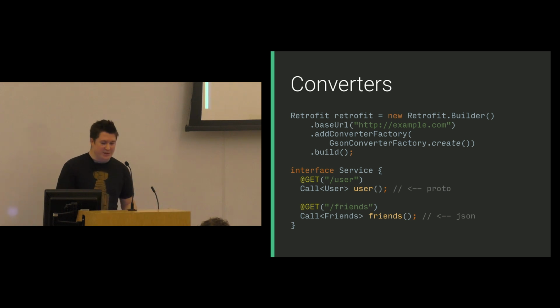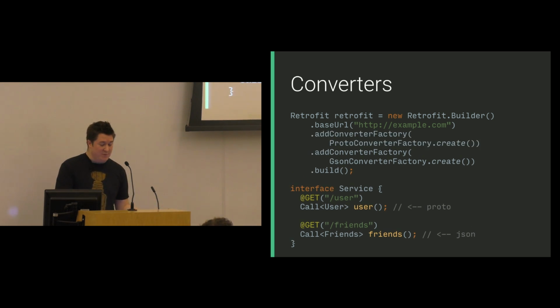So if we change this example and say that user is a proto now, and this friends object is JSON, how do we deal with this? Well, like I said, Retrofit allows you to add multiple of these. But what's important to note is how it figures out which one to use.